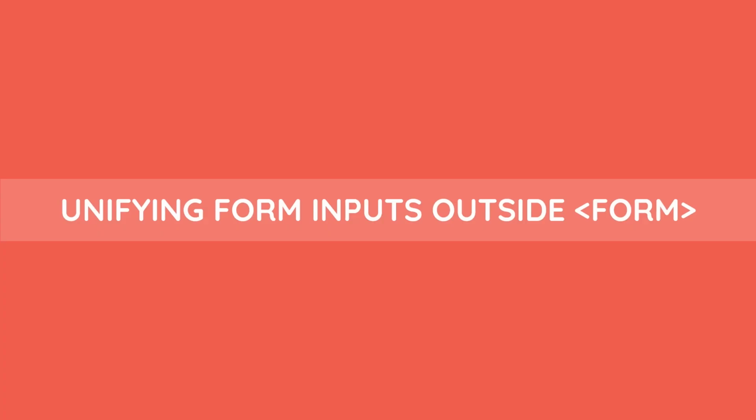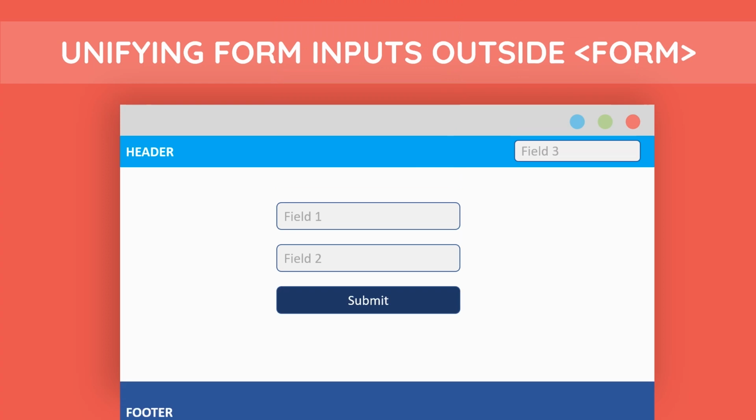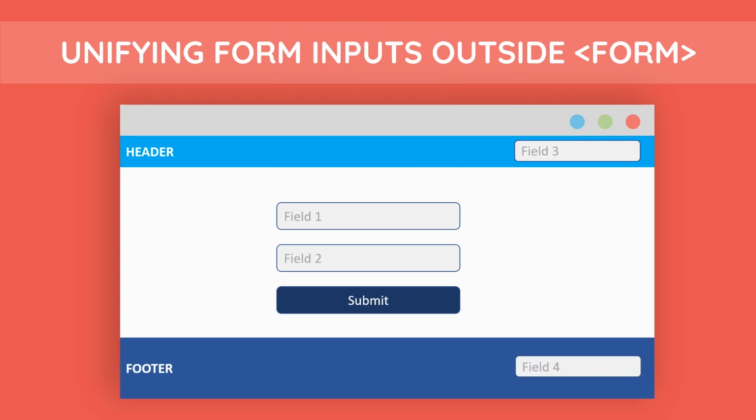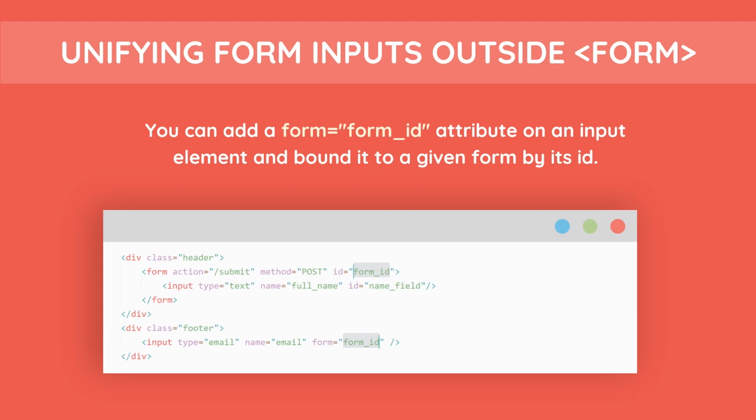Tip number 4, unifying form inputs. This happened to me plenty of times. My form inputs were scattered all over the place outside the form tag, and earlier I had to rely on JavaScript to unify them all, but you don't have to. Just add the form attribute, set to the ID of the form you want to target, to the input element, and that's all. You have unified it all. No matter where the inputs are scattered around, the form will be submitted with all of them.